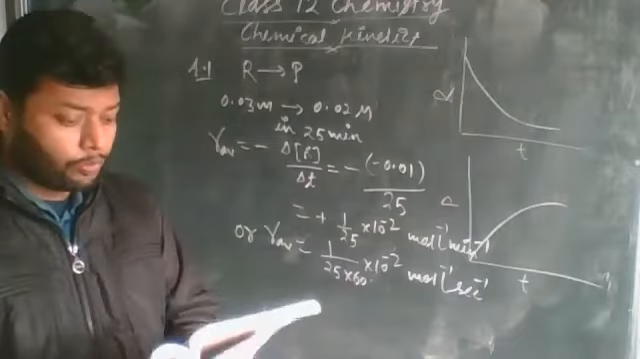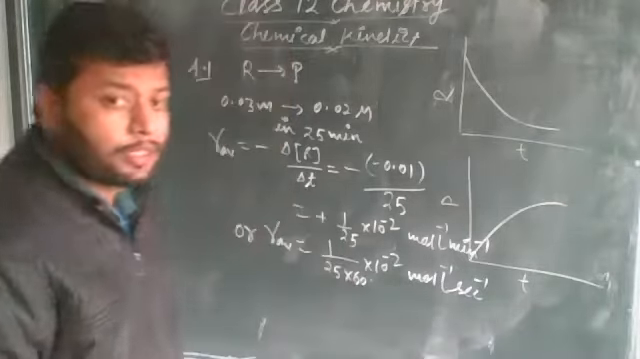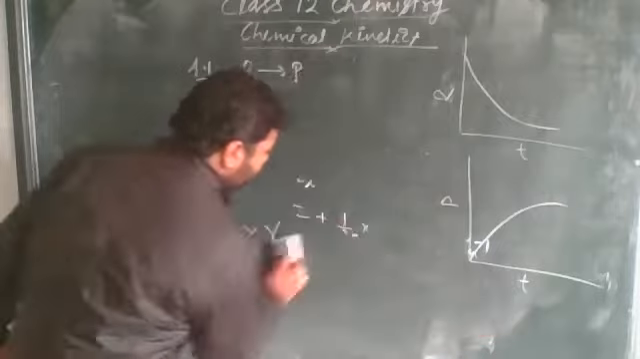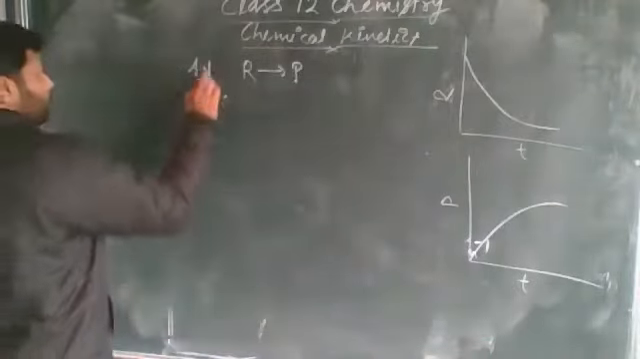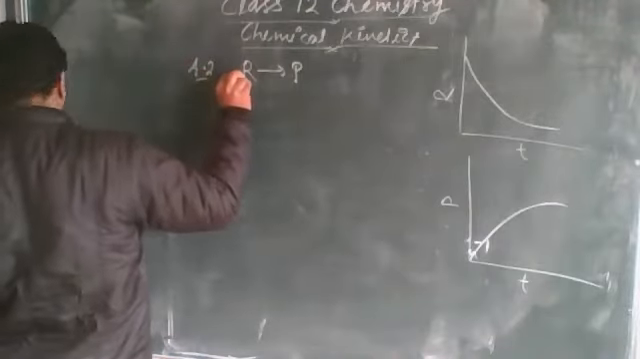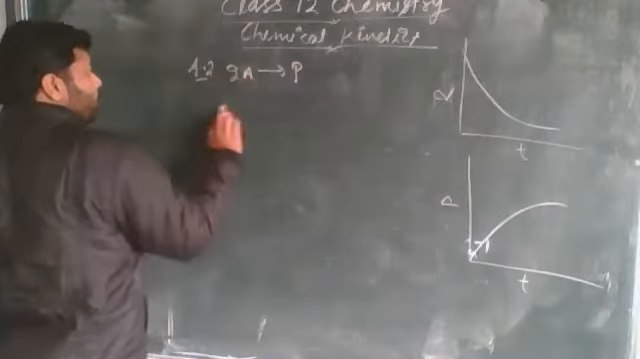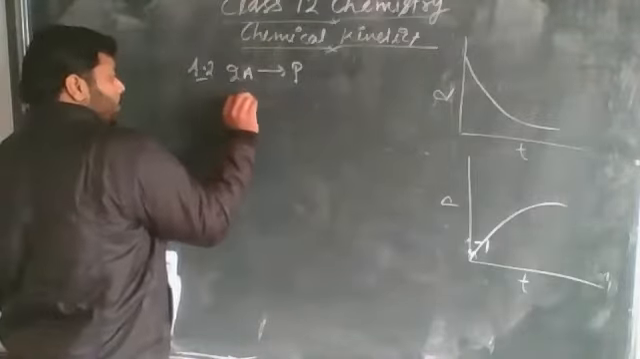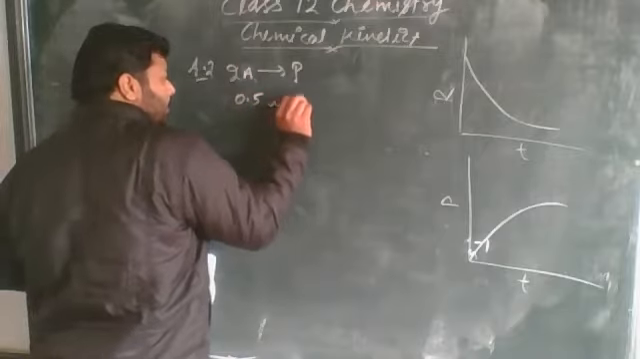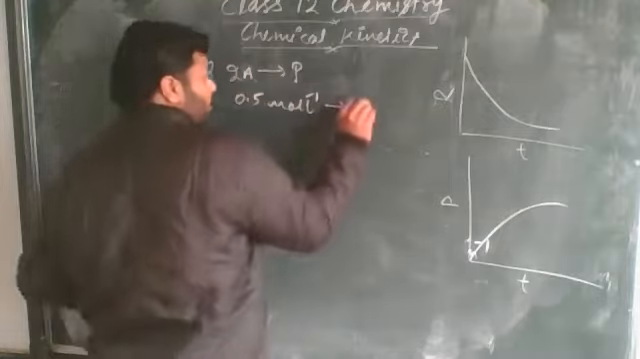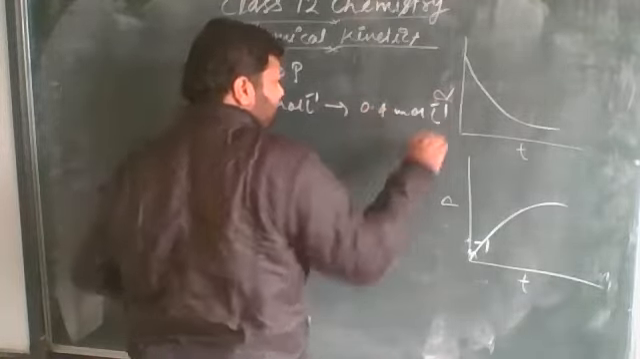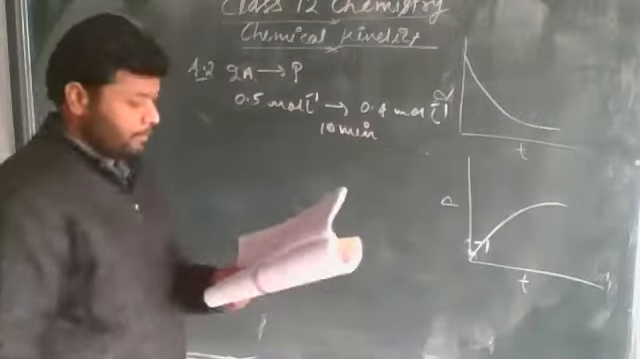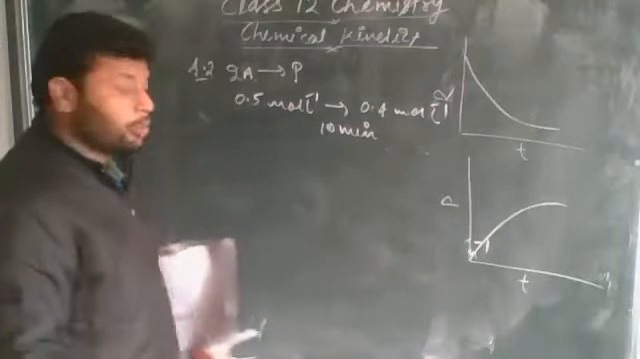The next question is 4.2. In the reaction 2A gives product, the concentration of A decreases from 0.5 mole per liter to 0.4 mole per liter in 10 minutes. Calculate the rate during this interval.